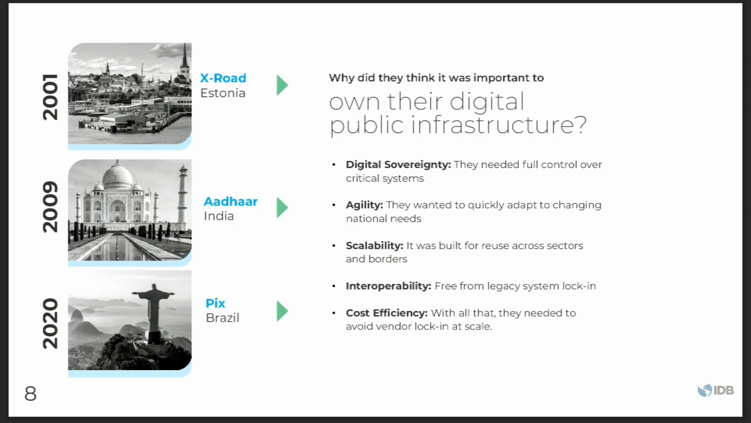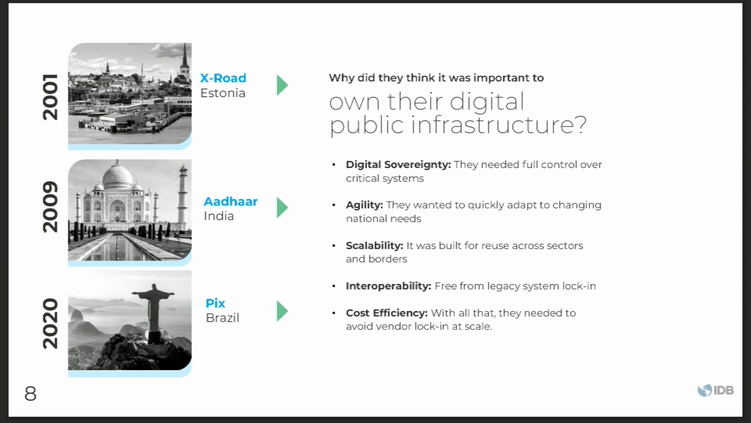They needed agility. So you're talking about transversal infrastructure, right? You want to adapt to different use cases. You want all ministries to issue digital credentials. You want everyone to use your digital ID. You have to update fast. You have to change fast. And in order to do that, you need to own the code. Scalability. Interoperability, which I also think is a really difficult word to say. And finally, cost efficiency.